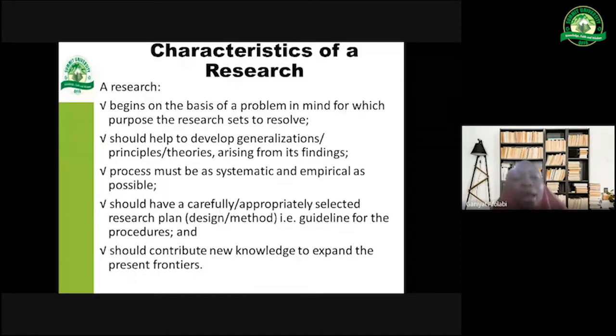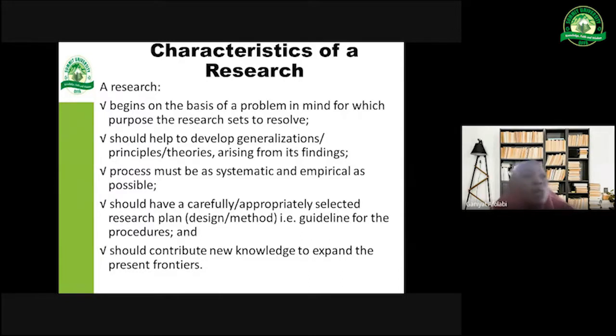The second thing is your research should help to develop generalization principles from its findings. Whatever your research is all about, you must be able to conclude: this is what I've derived from it. And experimental scientific research must come up with principles and theories. In computer science, we like design a lot. We design, we implement. In most cases, when you are designing and implementing, are you really doing the scientific part of the research, or are you doing the information technology of the research? So your research must possess a systematic and empirical formula as much as possible. It should have a carefully and appropriately selected research plan. We are going to look at that when we get to the research plan, which means there must be guidelines you want to follow to achieve this procedure.